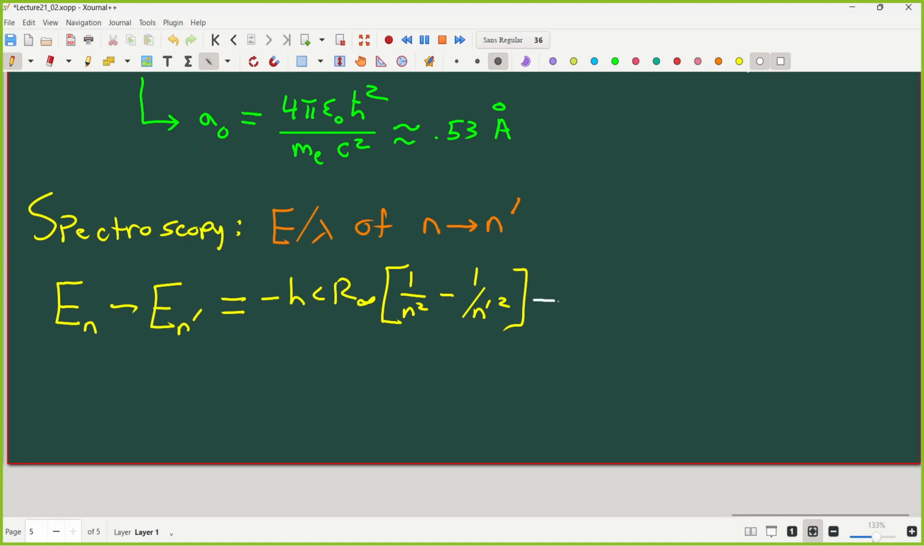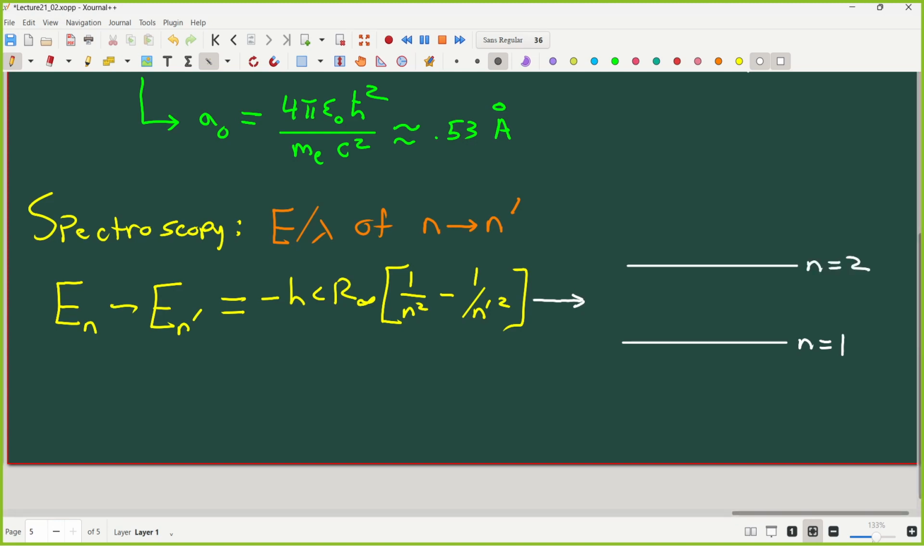We can just take this idea here and draw some energy levels. So the first energy level is n equals 1. And then there's going to be some level n equals 2 at some energy difference, and we can certainly calculate it. But as we continue to go up to n equals 3, n equals 4, the spacings get smaller and smaller.